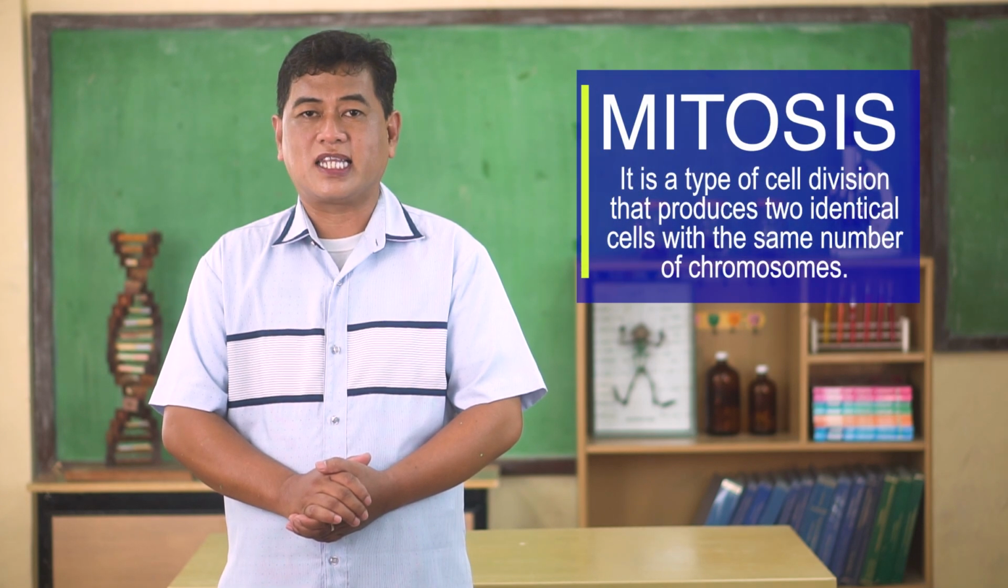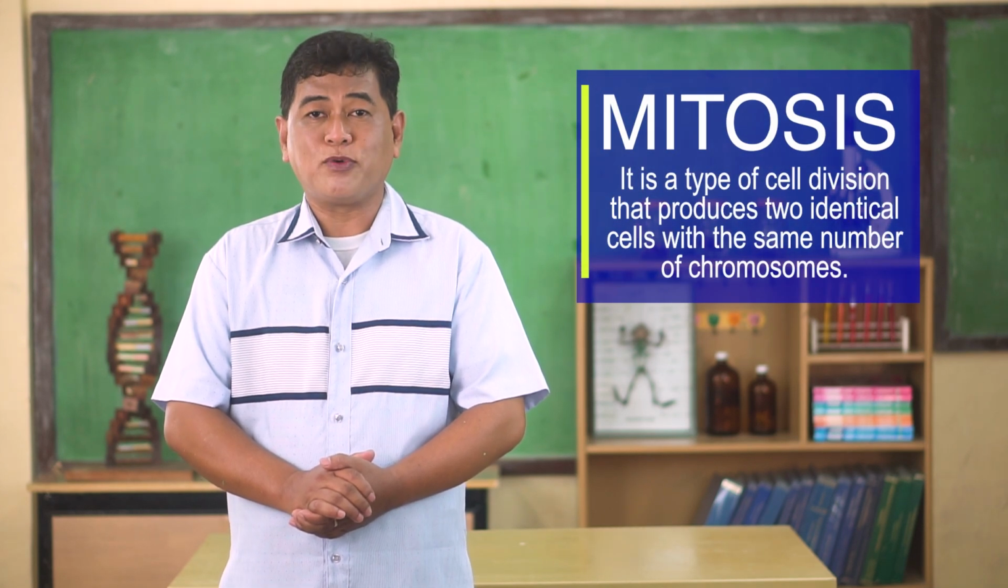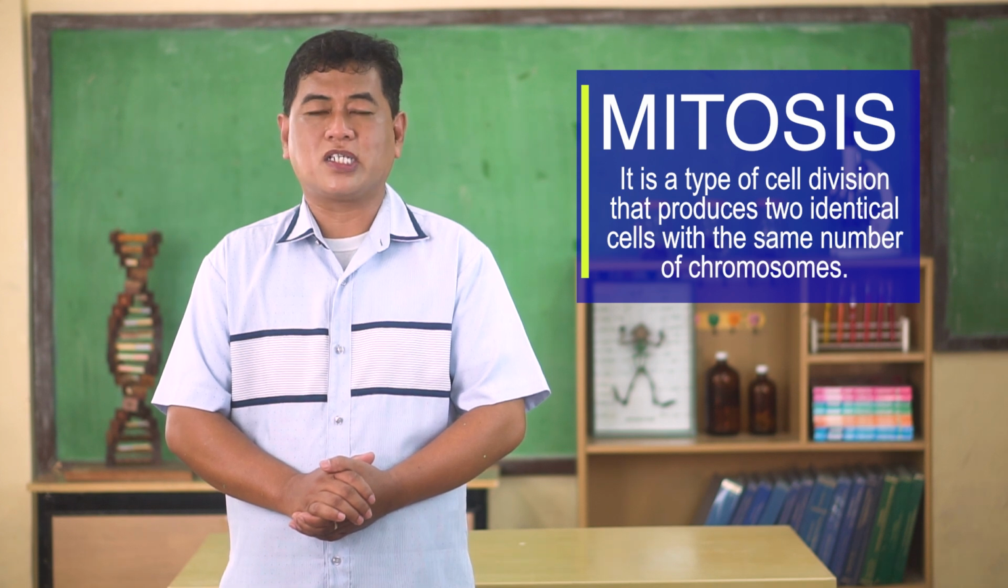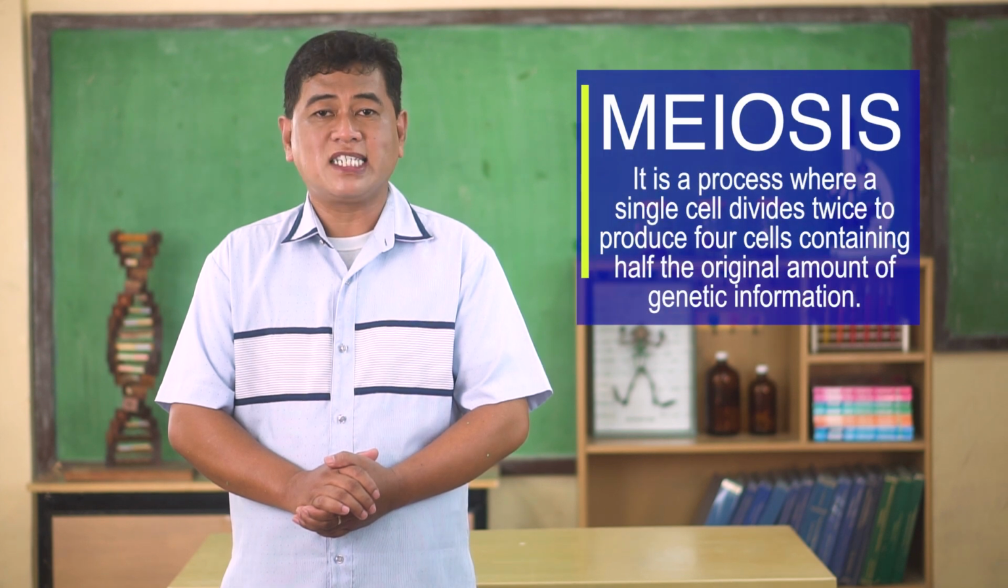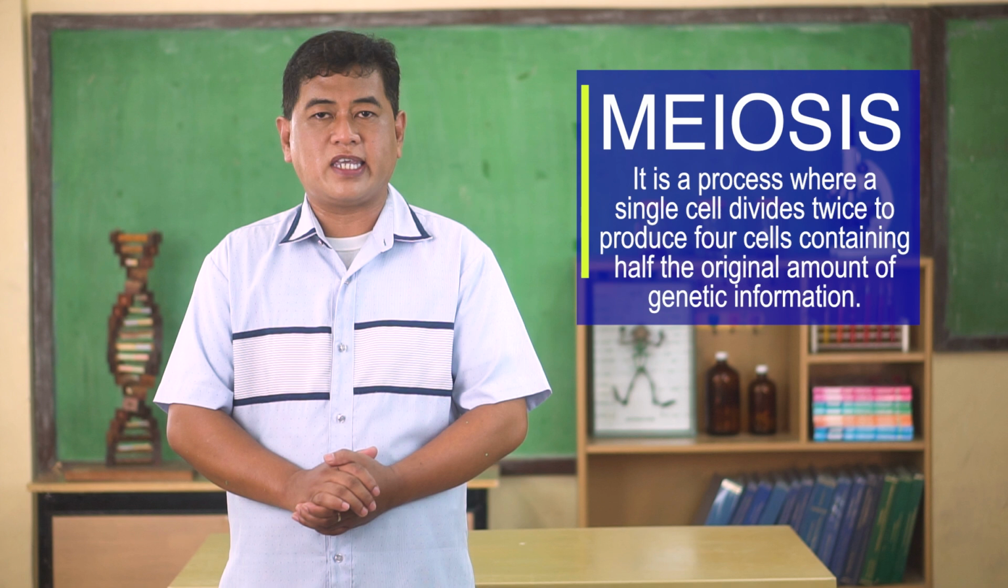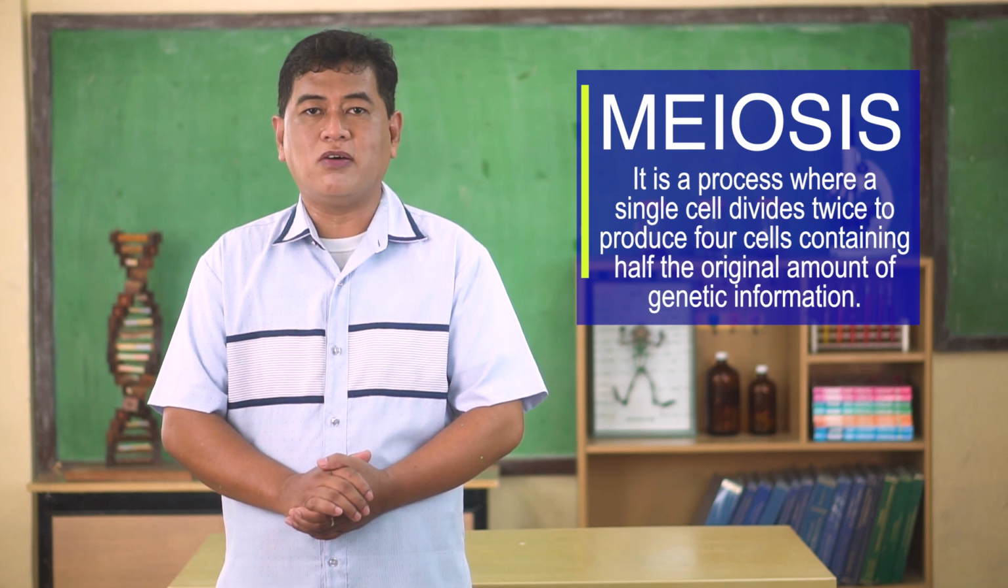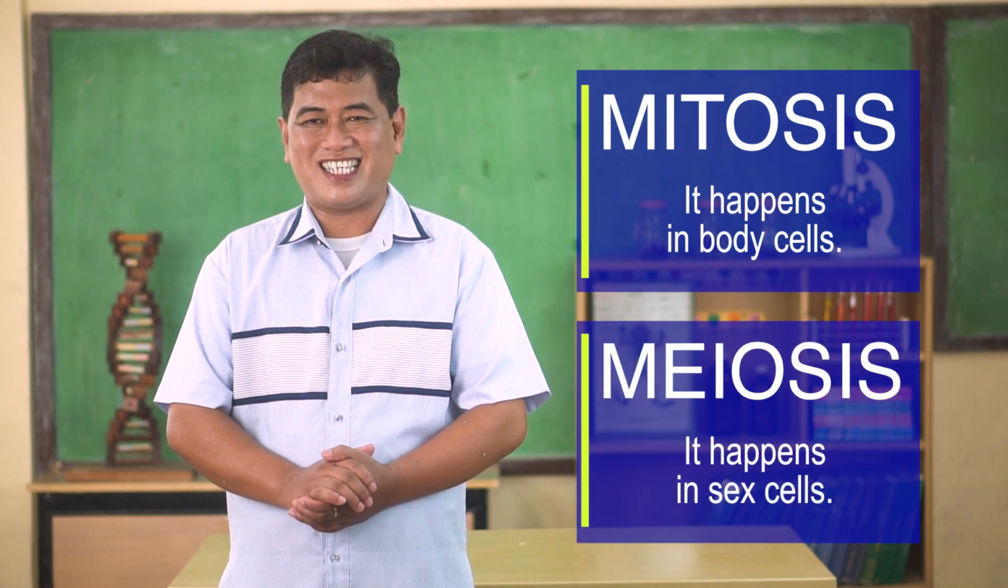In this episode of Agham Alam Hub, you learned that mitosis is a type of cell division that produces two identical cells with the same number of chromosomes. In comparison, meiosis is a process where a single cell divides twice to produce four cells containing half the original amount of genetic information. Mitosis happens in body cells, while meiosis is in sex cells.